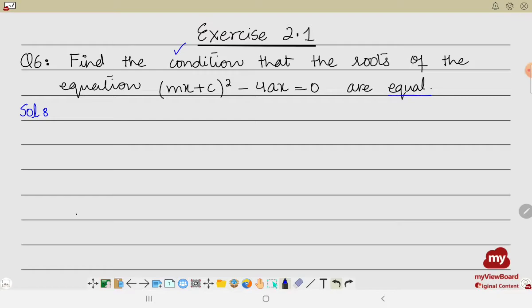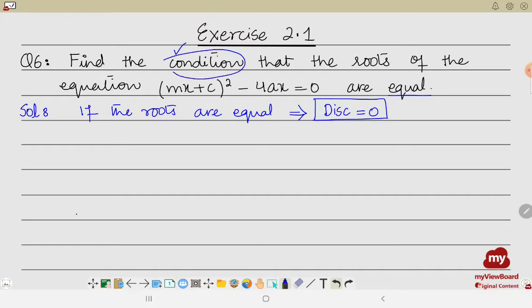We know that if the roots are equal, this implies that the discriminant is equal to 0. So from this condition of discriminant equal to 0, we are going to find that condition, right? For finding the value of the discriminant, we are supposed to convert this equation to the standard form. So (mx + c)² - 4ax = 0.